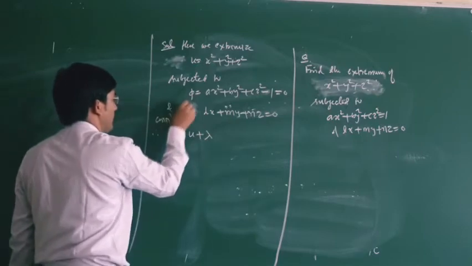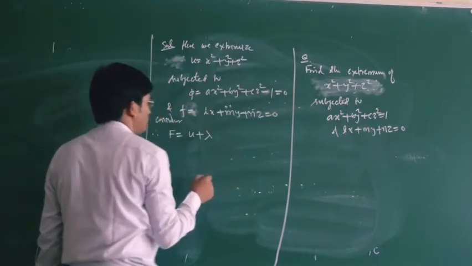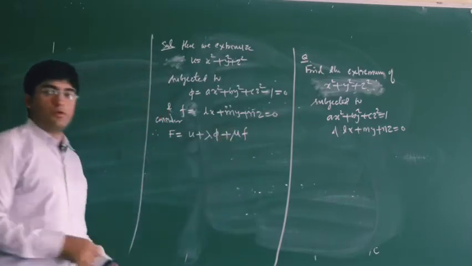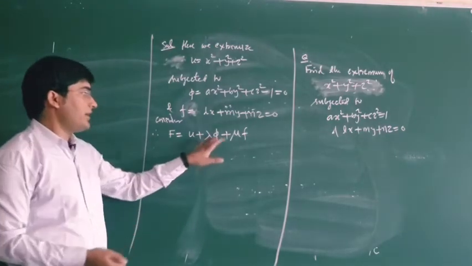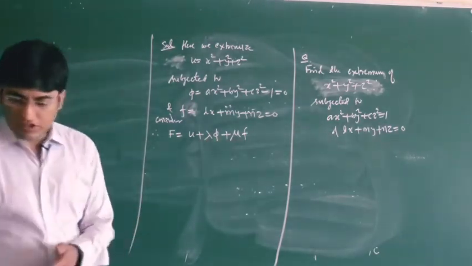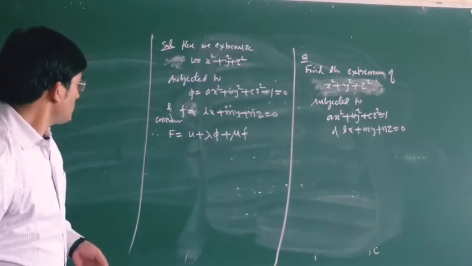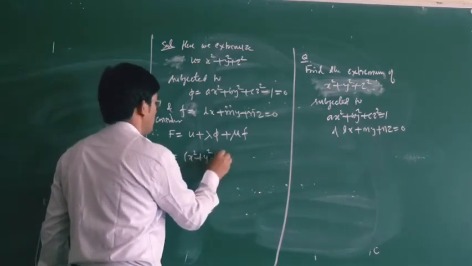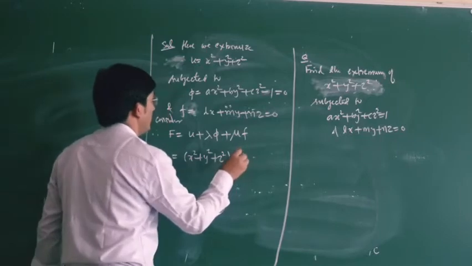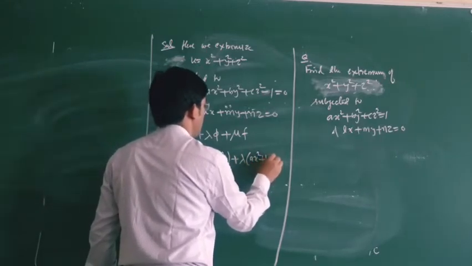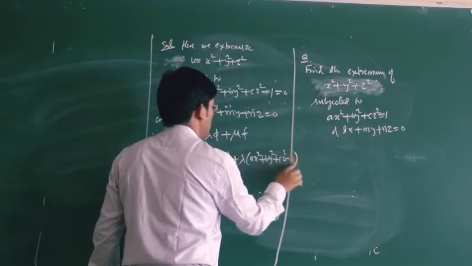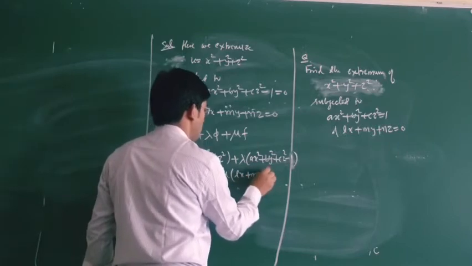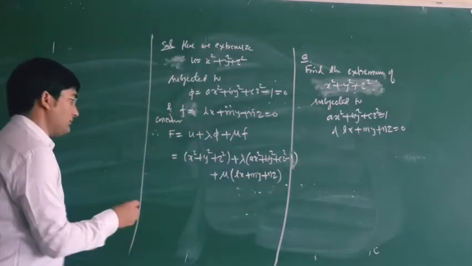and say this is your f. So u plus lambda times phi plus mu times f. Now this will be your required function, where lambda and mu are two Lagrange multipliers. So this is equal to x square plus y square plus z square plus lambda times phi. Phi will be ax square plus by square plus cz square minus 1 plus mu times lx plus my plus nz.